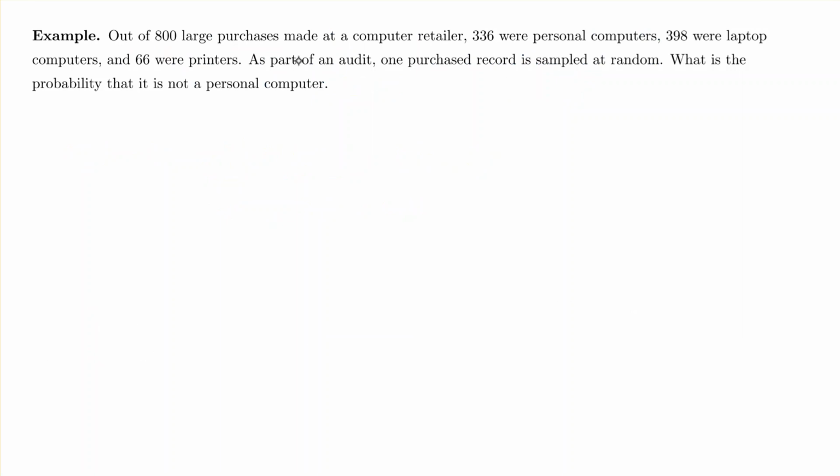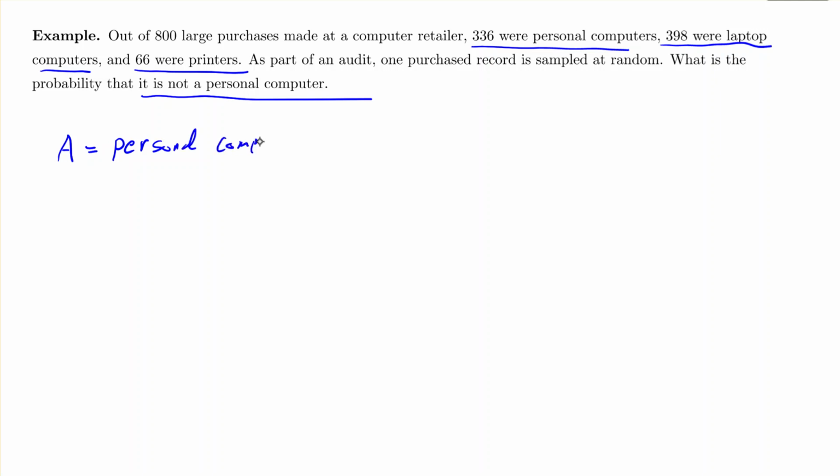Out of 800 large purchases made at a computer retailer, 336 were personal computers, 390 were laptop computers, 66 were printers. As part of an audit, one purchase record is sampled at random. What is the probability that it is not a personal computer? So here we're practicing the idea of complement. If you let event A be a personal computer, not a personal computer, we're finding A complement. So you want to find probability of A complement. That's what we're finding in this problem.